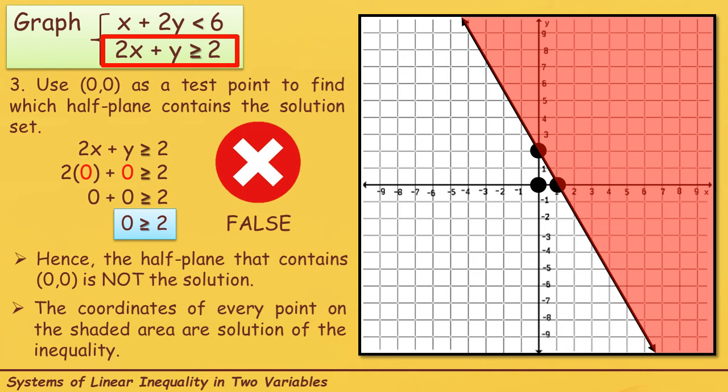The coordinates of every point on the shaded area are solutions of the inequality. Ibig sabihin, any point sa ating shaded area ay solution set. Magsasatisfy yan sa ating linear inequality. Kung dito ka naman kukuha sa hindi kasama sa shaded part, yun ay hindi solution set, hindi yun magsasatisfy sa ating linear inequality. So don't forget to write the name of the inequality: 2x plus y is greater than or equal to 2.